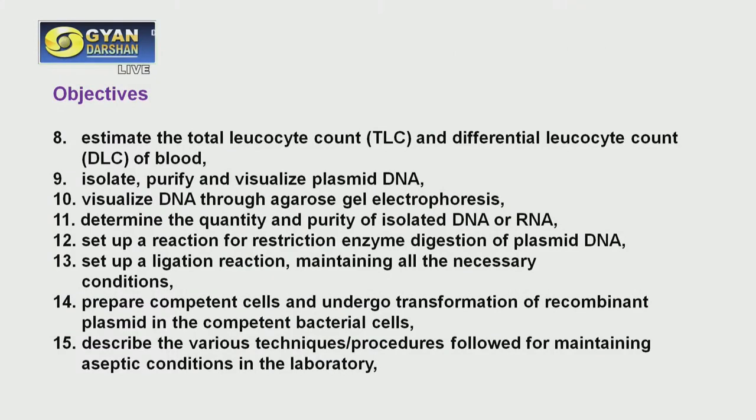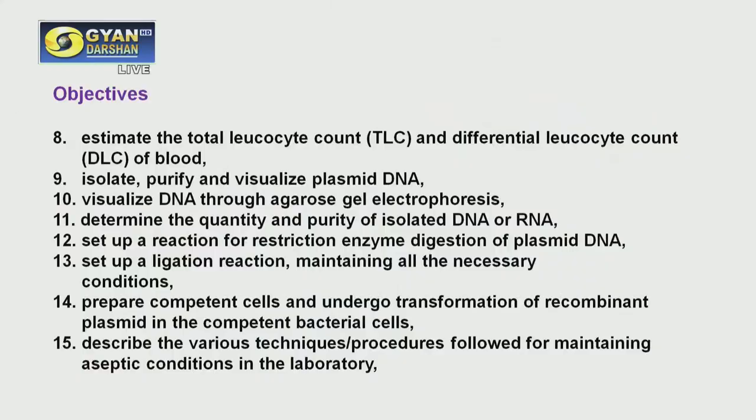Set up a ligation reaction maintaining all the necessary conditions. Prepare competent cells and undergo transformation of recombinant plasmid in the competent bacterial cell. Even it may not be a recombinant plasmid, it can be a normal plasmid also, where there is no gene. You just want to introduce a plasmid in a bacterial cell. That is also possible. That is through transformation. Describe the various techniques or procedures followed for maintaining aseptic conditions in the laboratory.